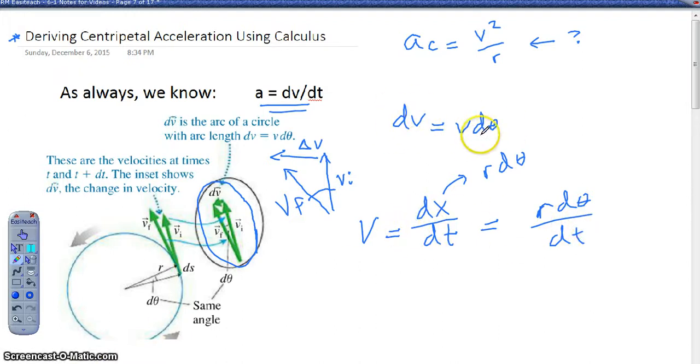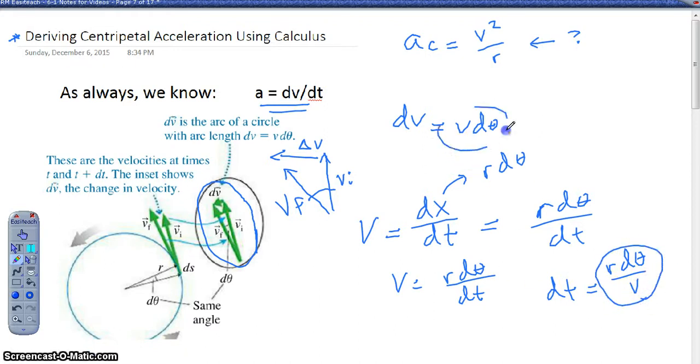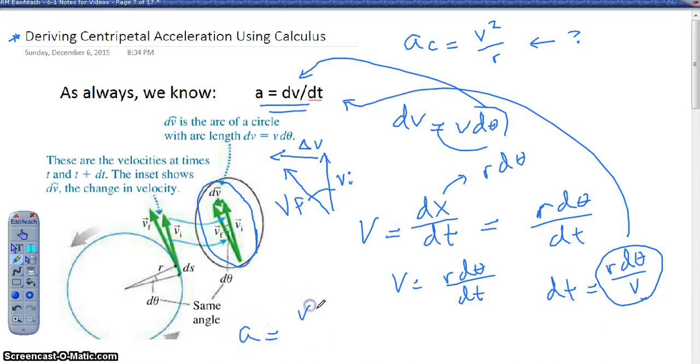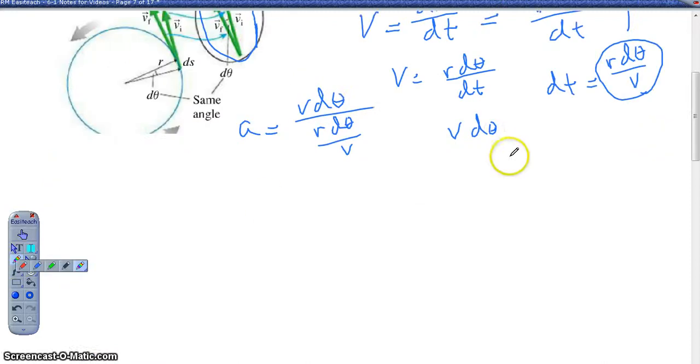So then, since I have dv solved as v d theta, I'm going to go ahead and solve this equation. So v equals r d theta over dt. I'm going to solve that for dt. If I do, I end up with dt equals r d theta over the velocity. The reason I did that is now I can take both of these measurements and substitute them into my acceleration function, right? So my acceleration equals v d theta over r d theta over the velocity. And what I end up with here, if I flip and multiply the bottom, is v d theta times, again, the reciprocal of the bottom, so v over r d theta. And obviously from this point we can see the d thetas cancel out, so I have v times v, or v squared, over r. So from this I get the centripetal acceleration, v squared over r.